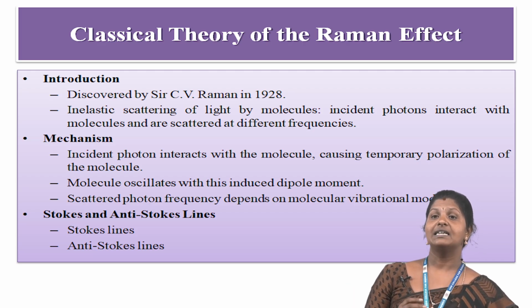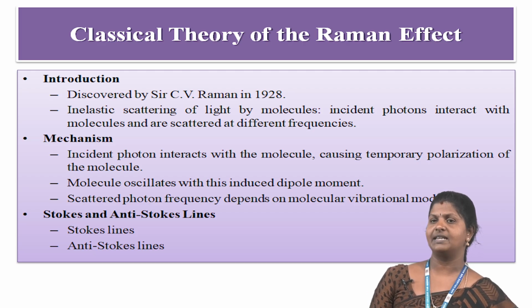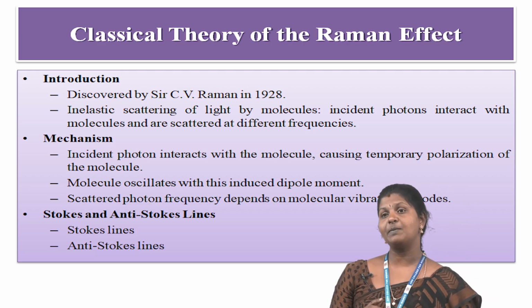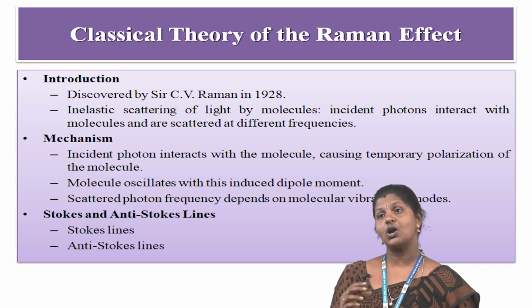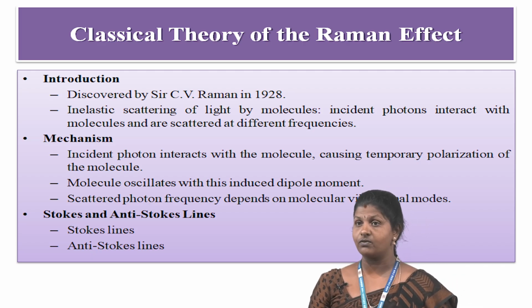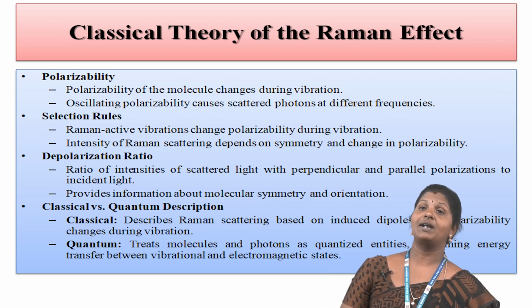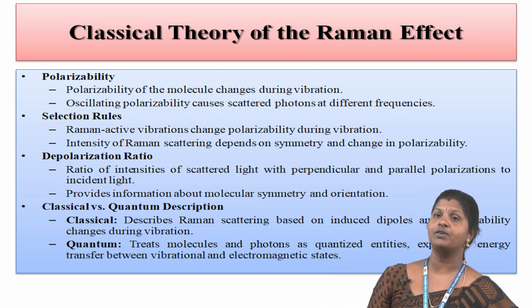Scattered photon energy loss corresponds to the energy of the molecular vibration. Then the anti-Stokes line, that means higher energy or shorter wavelength. Scattered photon energy gain corresponds to the energy of the molecular vibration. The polarizability of the molecule changes during vibration.